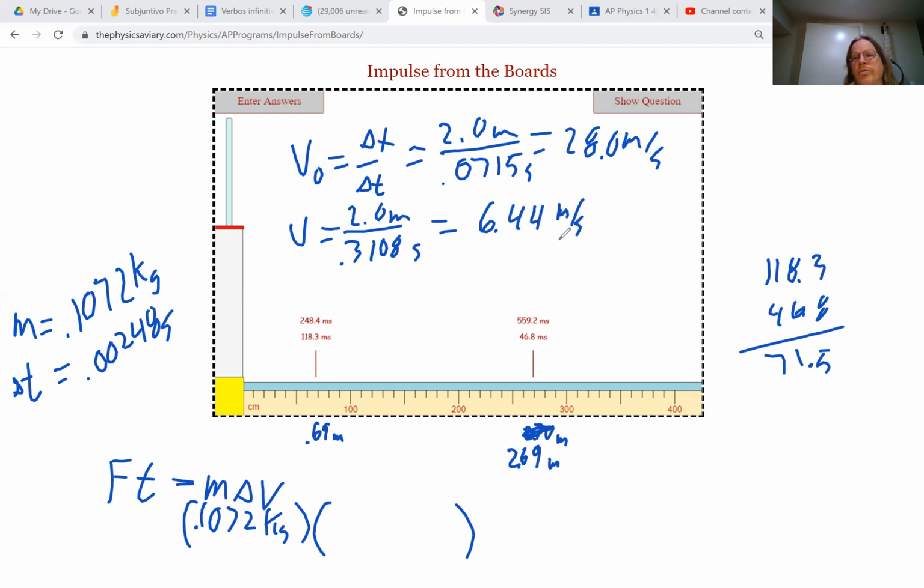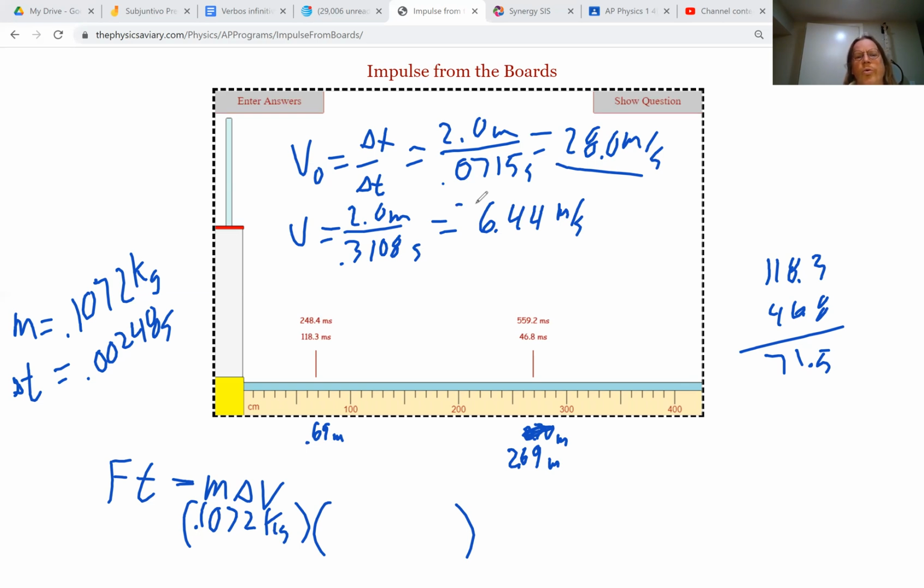This is where people screw up, guys, because remember, velocity is a vector. So if one of these is a positive, the other has to be a negative. It doesn't matter which way you pick. But I'm just going to call this the positive direction going towards the boards. That means that this is a negative velocity because it's the other direction. Okay, these are vector amounts. Make sure you have the direction on there.